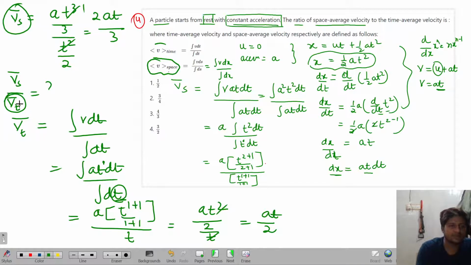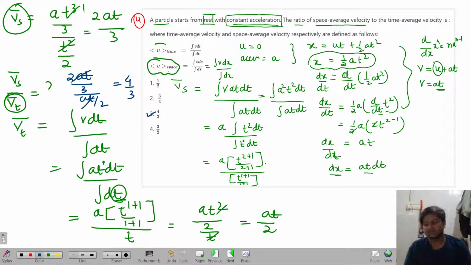So look, if I take the ratio Vs by Vt, what will it become? Twice of at divided by 3, divided by at divided by 2. So what will we get? The at gets cancelled, the 2 goes up, and it is how much? 4 by 3. So the answer is 4 by 3. Are you able to understand or not? Tell me. Or was this hard? Is this hard now?